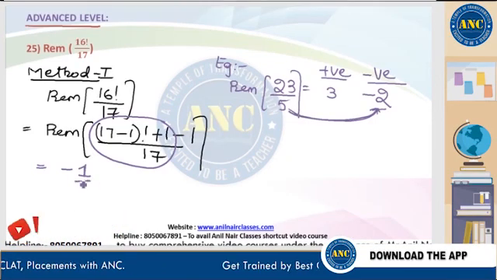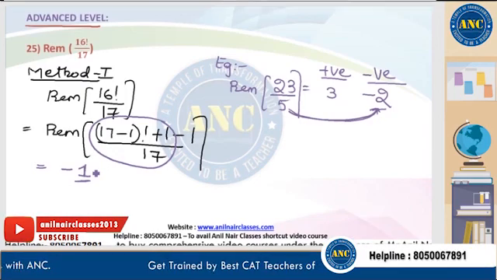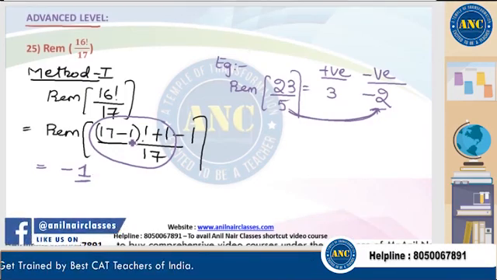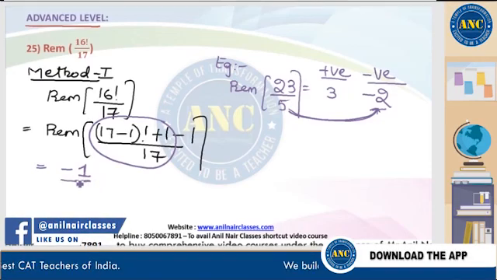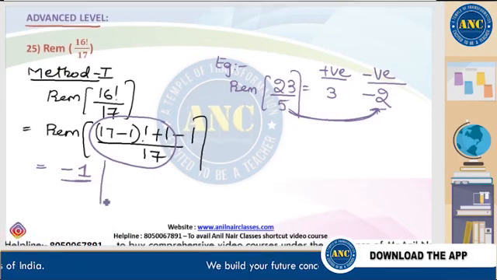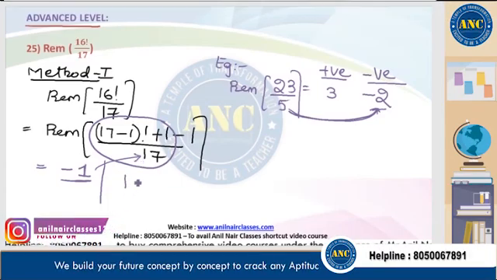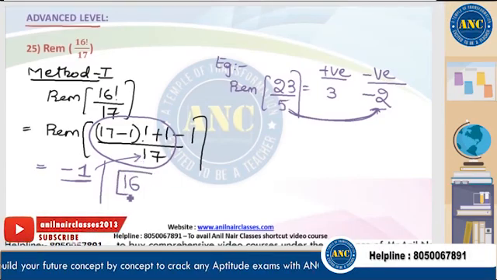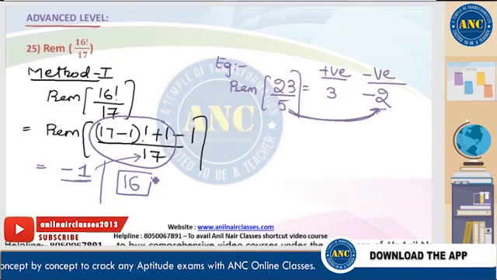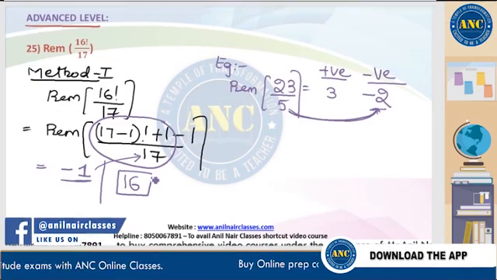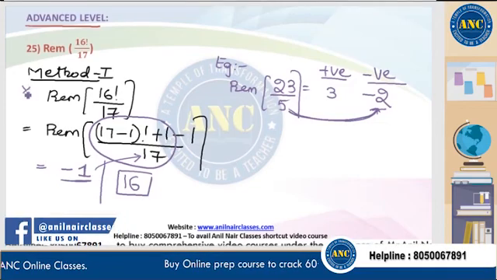I got the negative remainder because 17 minus 1 factorial plus 1 when divided by 17 is 0. 0 minus 1 is minus 1. If you get a negative remainder, add it to the denominator to get the positive remainder. 17 minus 1 is 16. The answer for this question is 16.